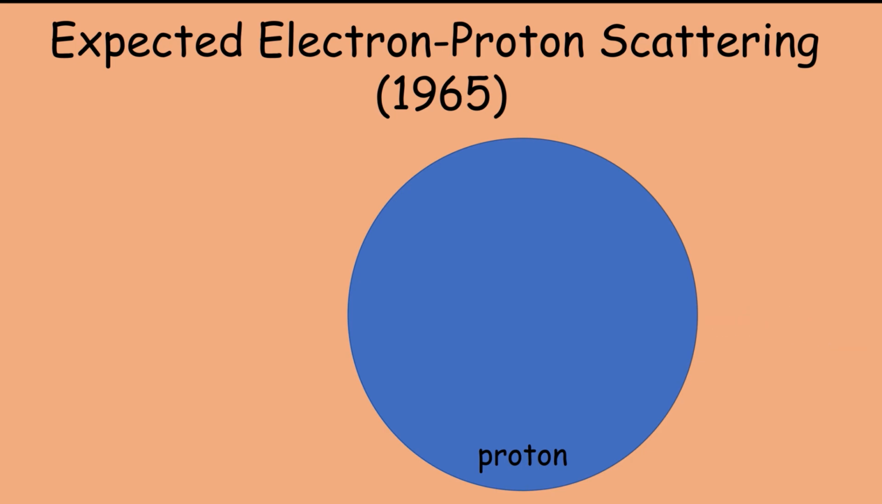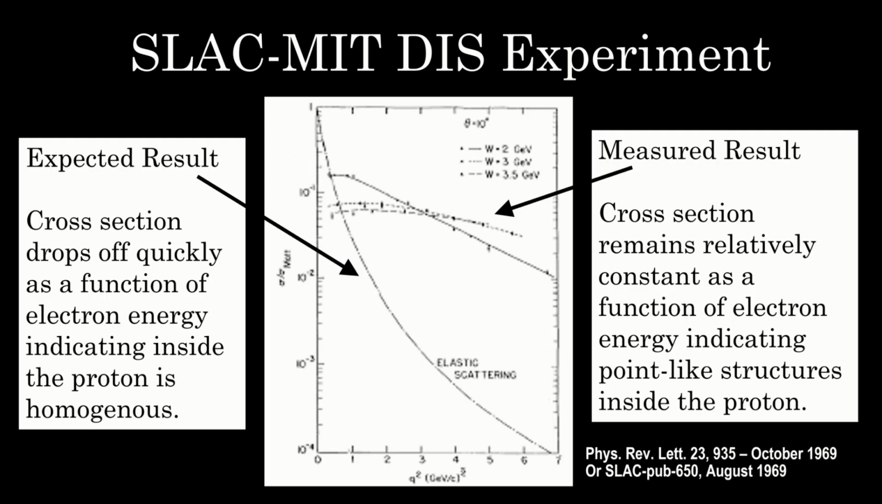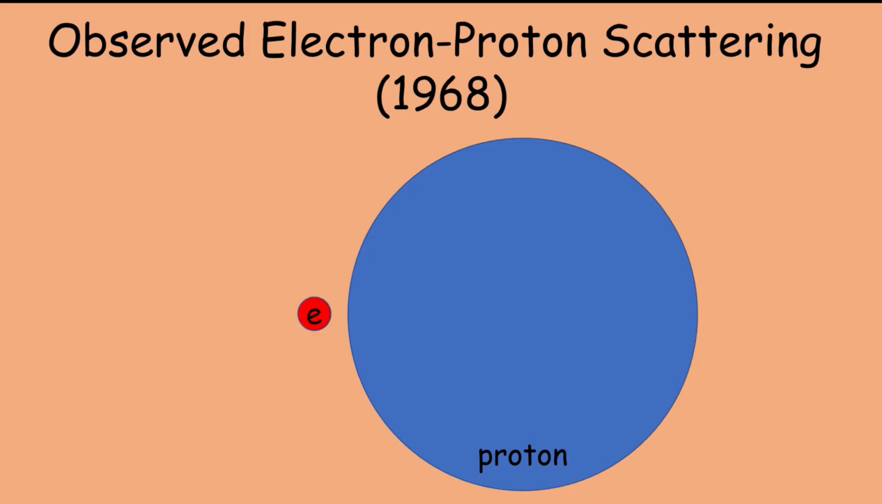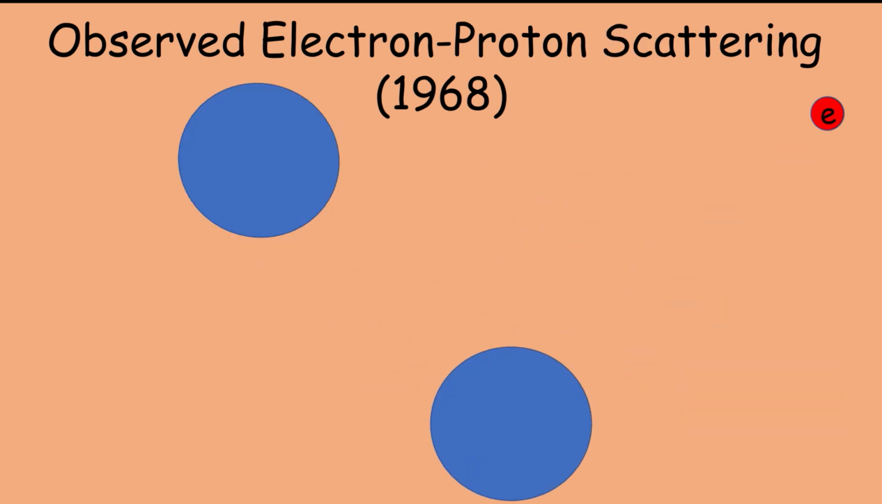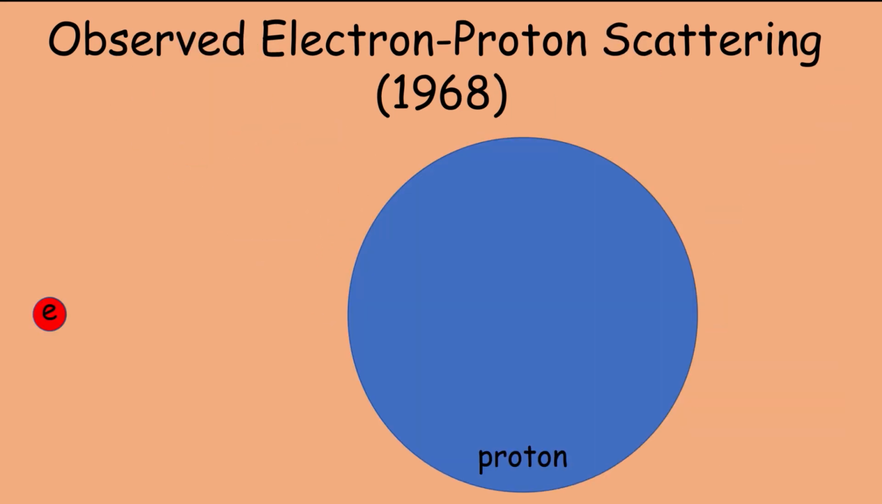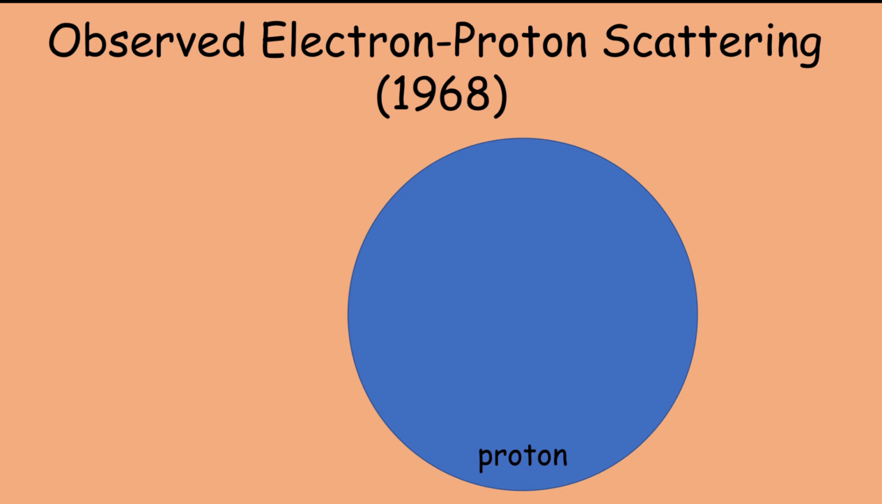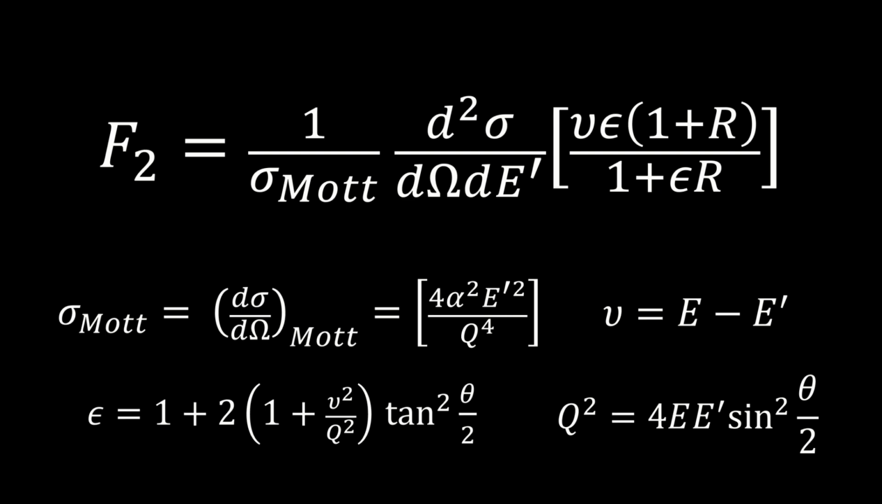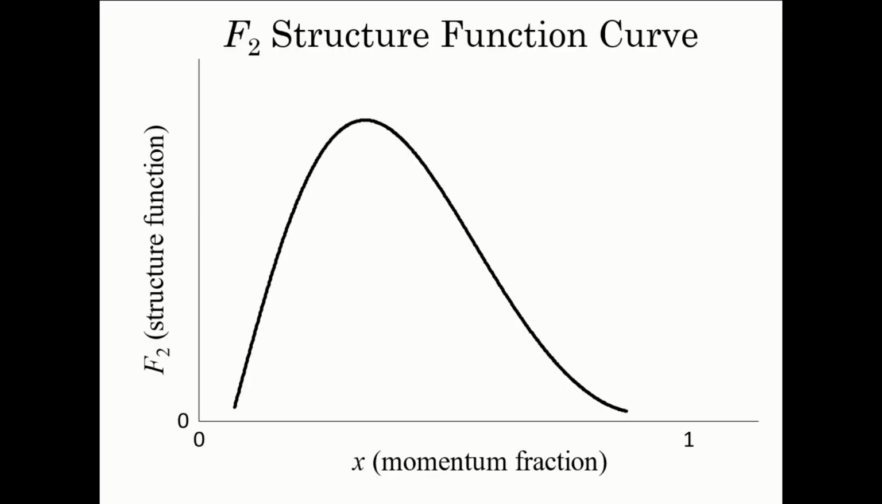However, instead of the electrons just passing through the protons as expected, they scattered at angles indicating they were bouncing off particles inside the protons. This discovery made Gell-Mann's quarks begin to seem real. Structure functions, called F2, were calculated from scattering data and plotted as a function of the proton's momentum fraction x they corresponded to.